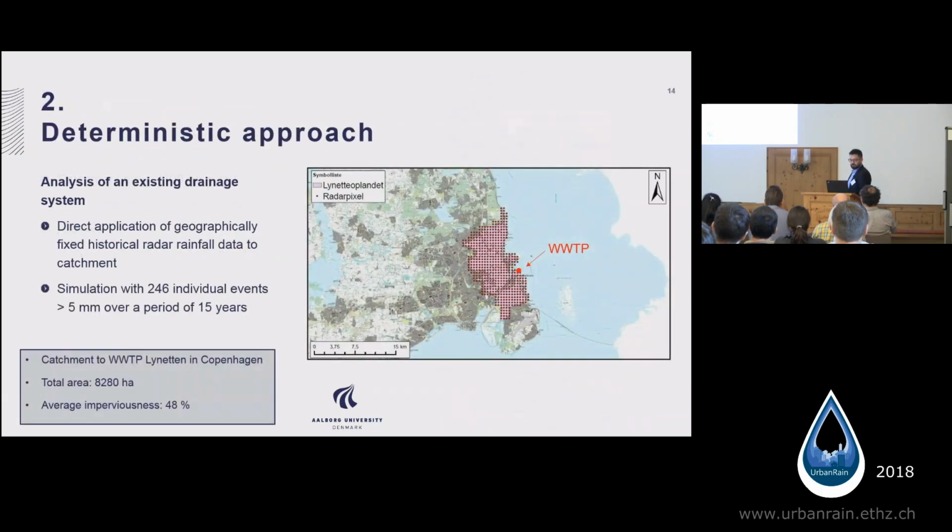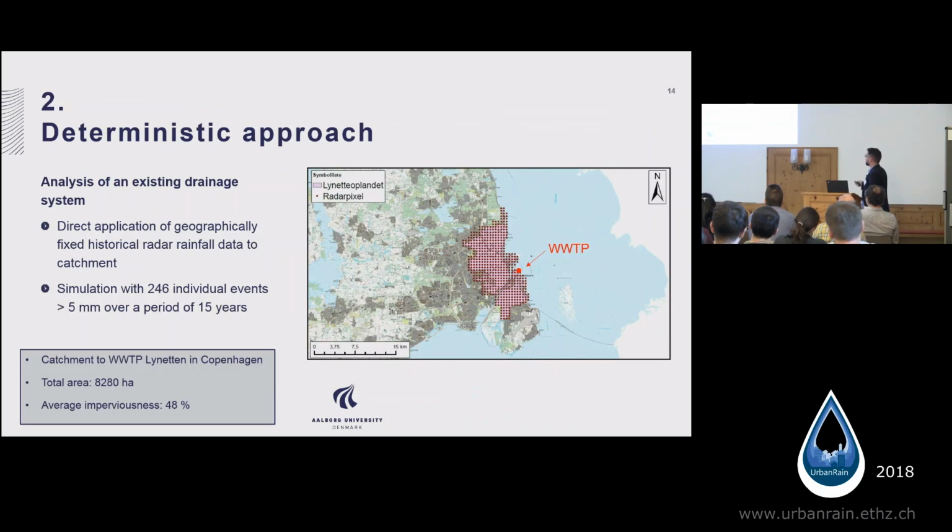Yes. The second approach, where the other one was rather statistical, this is a more deterministic approach where we use radar data as input to an urban drainage model. And basically we would use this for design of an existing drainage system.